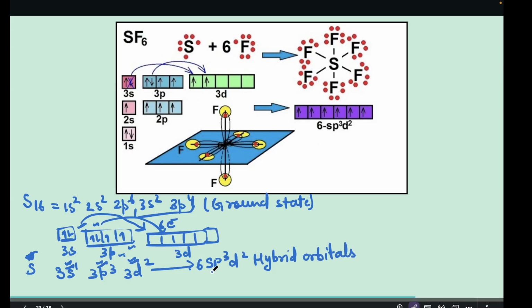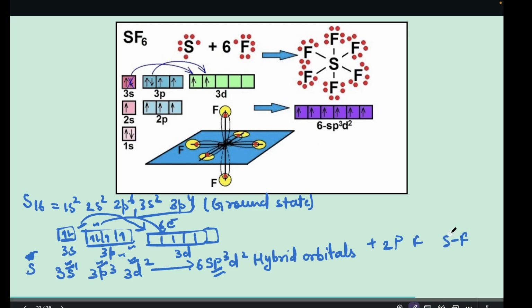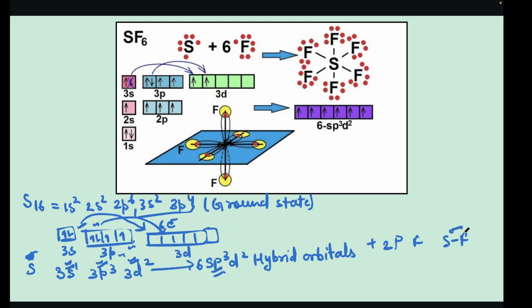These 6 hybrid orbitals overlap with 2p orbitals of fluorine atoms and form 6 equivalent sulfur-fluorine sigma bonds. That leads to octahedral shape. So this is one of the examples of sp³d² hybridization.